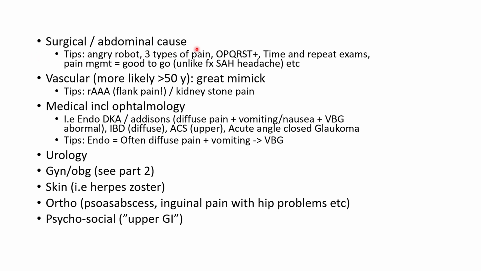So surgical, that's a given. Abdominal pain, well, we already went through that. And the surgical causes, depending on the location of the patient and the OPQRST and so on. But then, okay, could it be vascular? Usually this comes to mind more so when the patient is over 50. Can it be medical, including also ophthalmology, like non-surgical things? Yes, glaucoma. It could be an endocrinological crisis with decay, adolescence, and so on. It could be IBD. Yeah, we have to think outside the box.